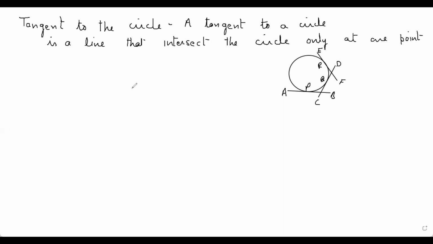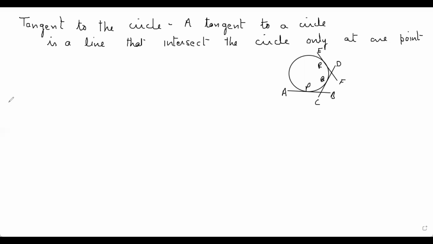So in this figure, I have shown AB, CD, EF, they all are tangent to a circle because AB touches the circle at the point P only, and CD touches the circle at point Q, and EF touches the circle at point R. So they all are tangent because they intersect the circle only at 1 point. Now, sometimes the question is asked, how many tangents can a circle have? So you can say a circle can have infinite number of tangents.